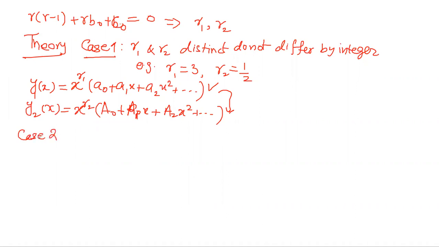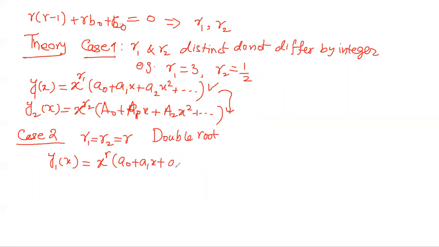In case 2, r1 will be equal to r2. So both will be the same, and we can say that both are equal to r. This means a double root. In this double root case, the solution y1 will be the same as before: x to the power r into a naught plus a1 x plus a2 x square and so on.